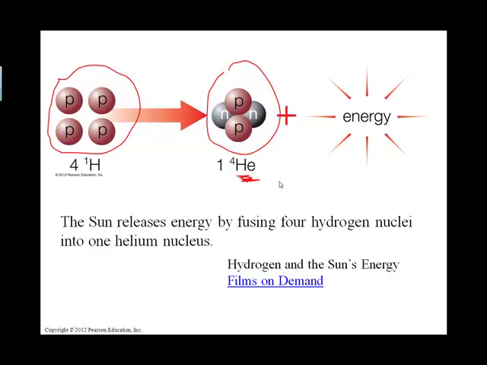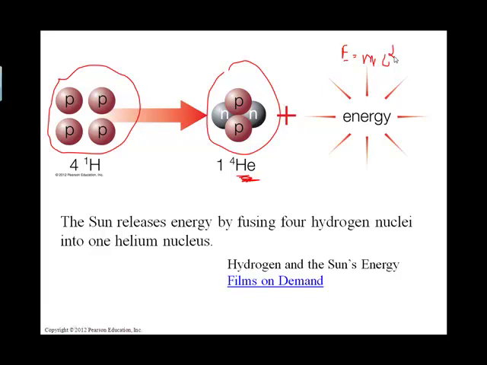And all stars start out that way. Notice, I said that Einstein said we can convert matter to energy according to E equals mc squared: energy is equal to the mass of the matter times the speed of light squared. So energy is released during this process, and that's what's happening in our sun.